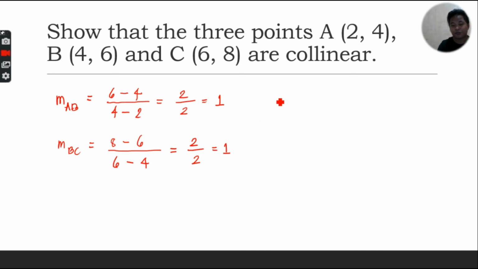Let's try the slope between points A and C. So we're going to use x sub 2 and y sub 2 for point C, x sub 1 and y sub 1 for point A. So 8 minus 4 all over 6 minus 2, we have 4 over 4 is equal to 1. So the slope between 2 points is equal to 1. Therefore, these 3 points are collinear.